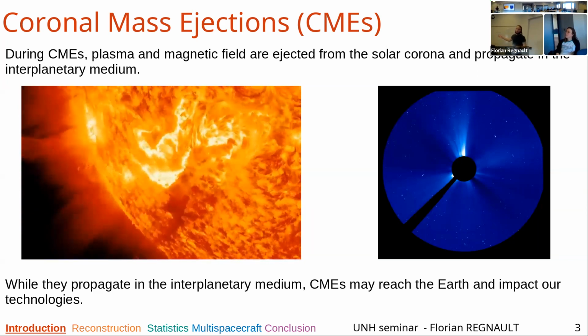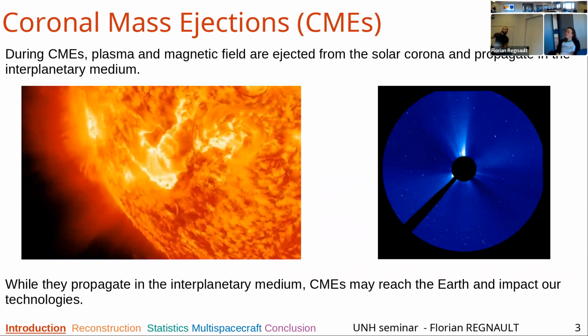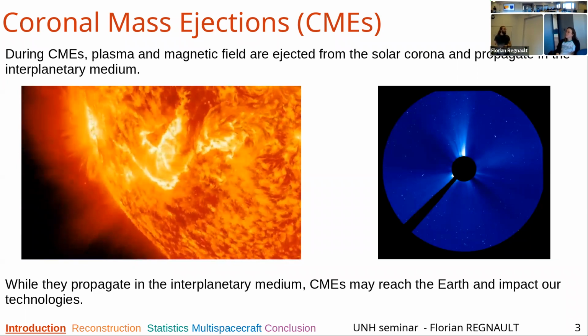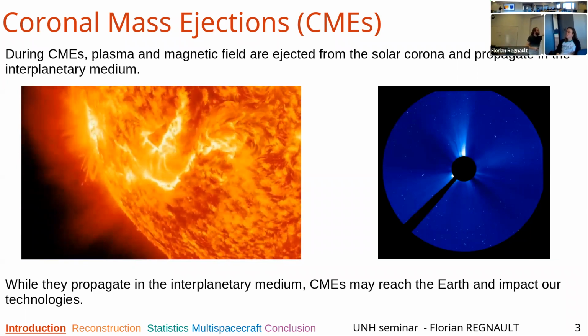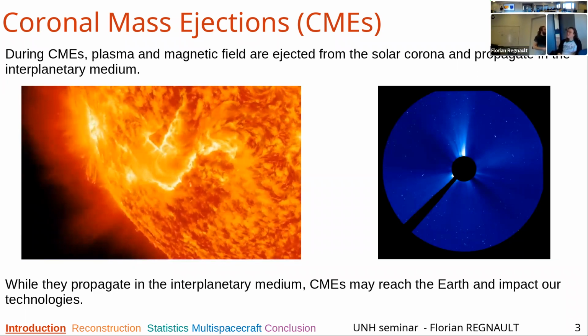and then eject all the plasma into interplanetary space. Now, when they start to propagate in the interplanetary space, you're not able to observe them with the EUV images, and then you start to use what we call a coronagraph, which is basically a telescope.